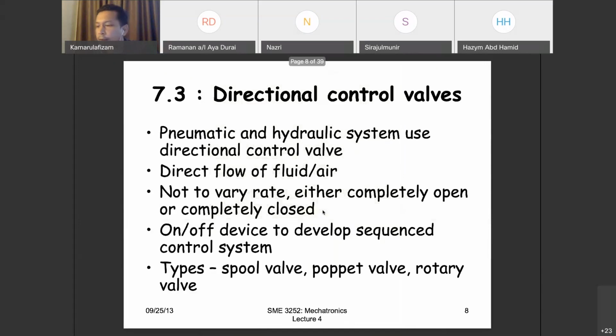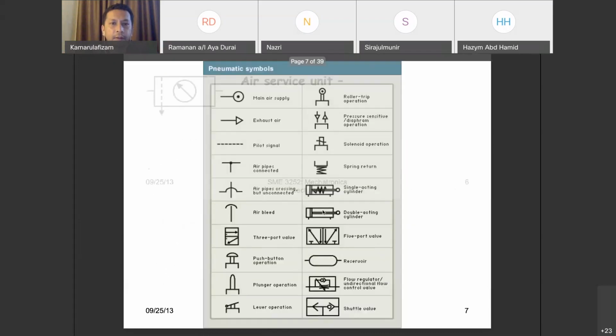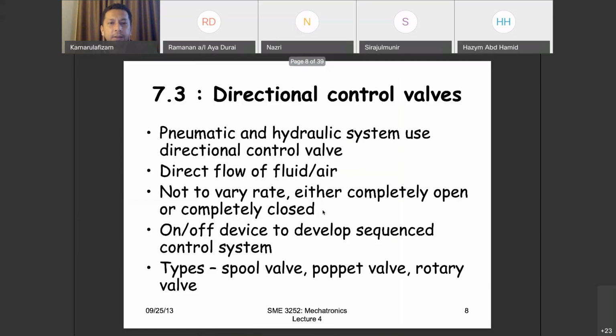Okay, next, basically we have directional control valve. Valve yang kita gunakan dalam hydraulic dan juga pneumatic to control airflow, sama ada direction ke ataupun dia punya rate of flow. Type, we have a spool valve, poppet valve, and rotary valve.